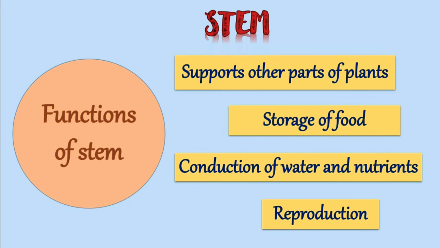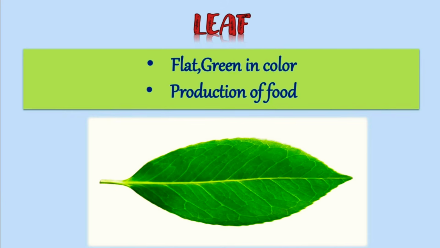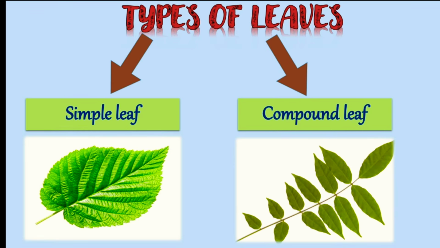In some plants, stem also have the function of reproduction. So these all are the functions of the stem. Our next structure of plant is leaf. So how are the leaves? The leaf is flat. It is green in color. What does it do? It plays an important role in the production of food.